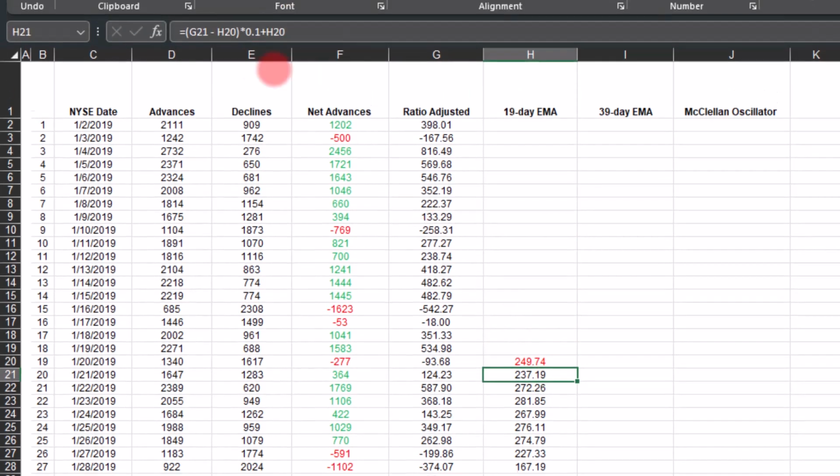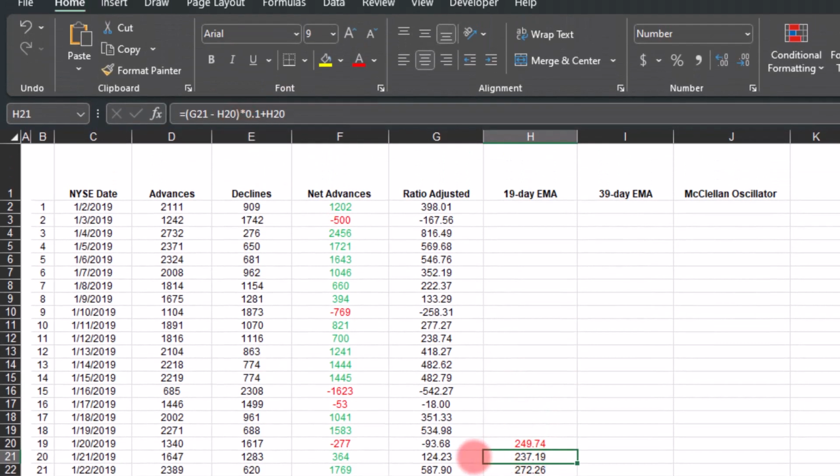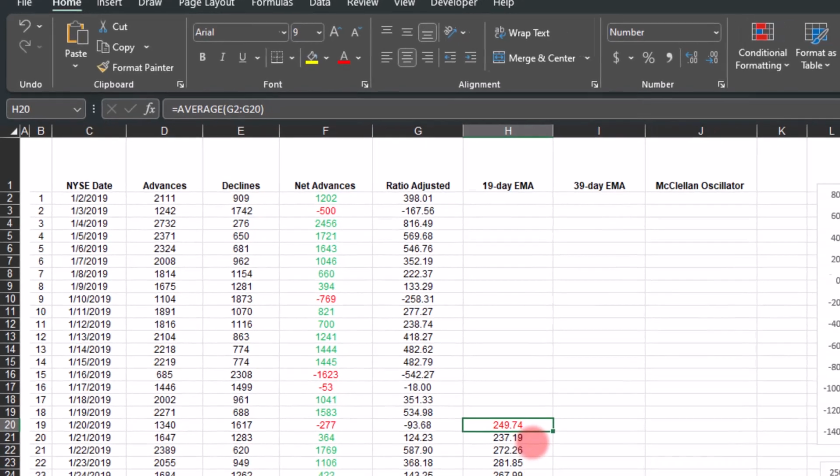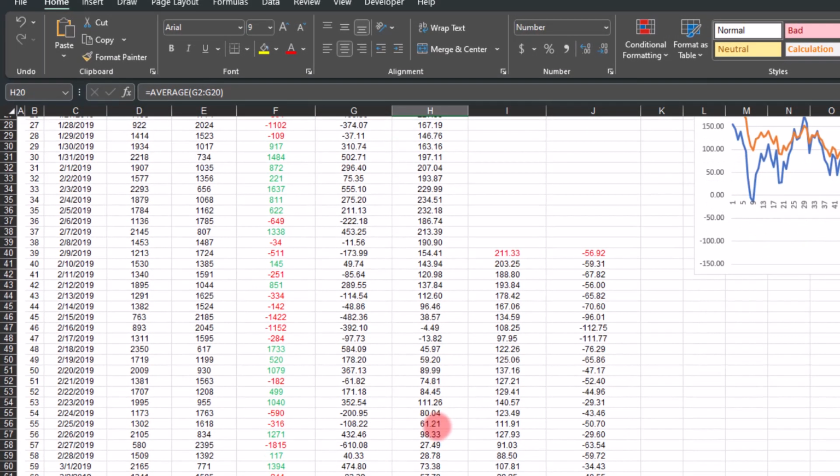If you look at the formula, we're going to take G minus H, which is this number right here, minus the most recent average. And then we're going to multiply it by 0.1. That's our exponential moving average weight. And then we add it back to the previous data point. So if that doesn't make sense, it's all right. It's just a way to smooth out the data. But once we have that, we're just going to copy that all the way down.